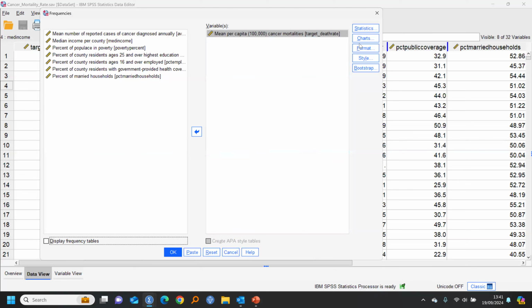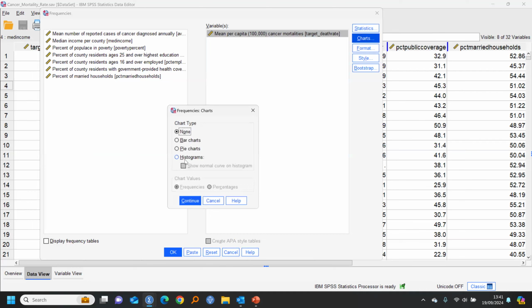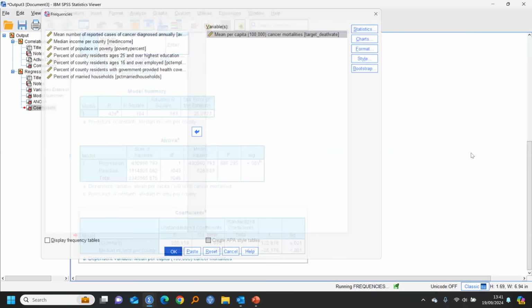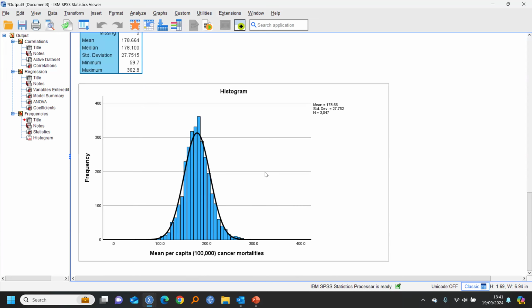So I'm going to switch off display frequency tables. I'm just going to ask what's the mean, the median, the minimum, maximum, and the standard deviation. I'm just using frequencies here, and I'll ask it to do a histogram with a normal distribution curve on top of it. Click OK on that, and you can see the mean mortality is 178 per 100,000. The median is 178 as well, very close together. The minimum was 59 and the maximum was 362, so a lot of variety there. You can see that this actually looks weirdly normally distributed, quite close to a normal distribution.